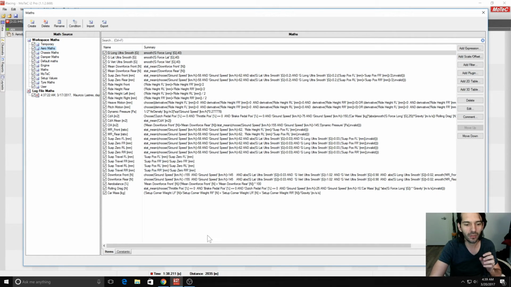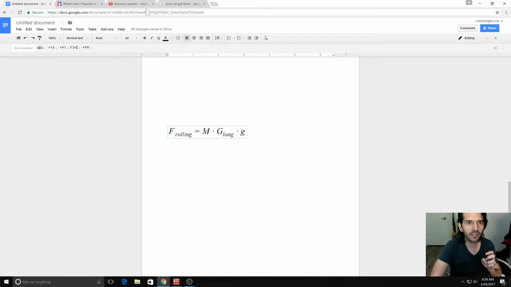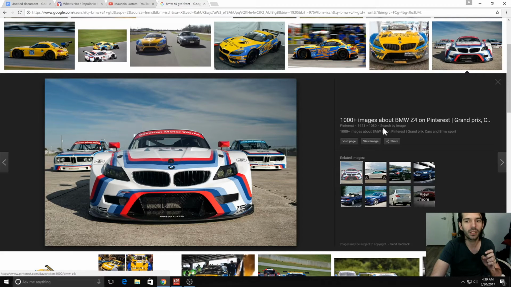So let's just talk about, I guess, the plan. The plan is that we're going to do some straight line testing, and we're going to do it at a couple of different speeds. What we need to do is first find that zero suspension position.